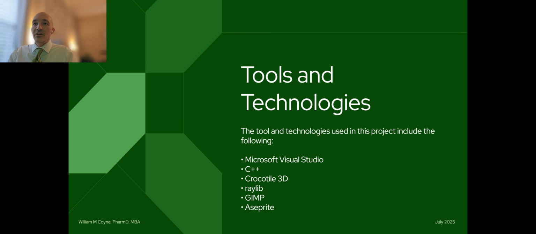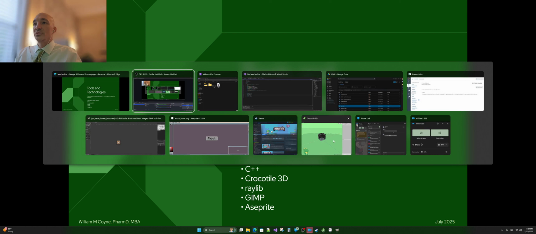The tools and technologies that were used to create this, of course, Microsoft Visual Studio, C++, Crocodile 3D, raylib is the library, GIMP is an art program, and Sprite is another art program. Now I'm going to take a look at those real fast so you can get a quick look at the tools used to do this.